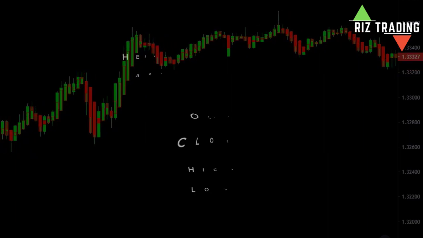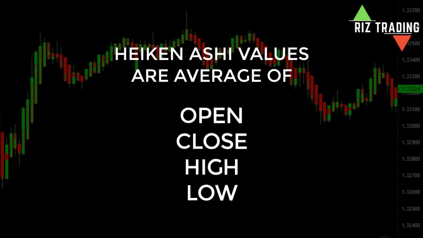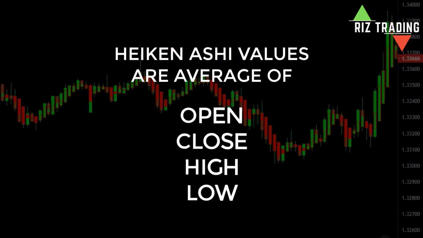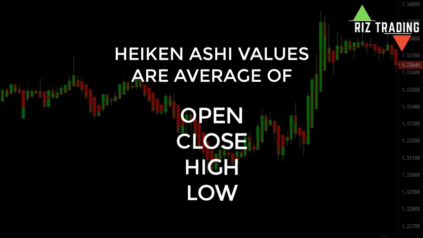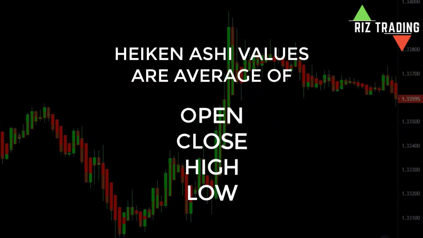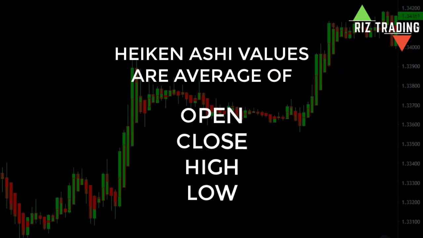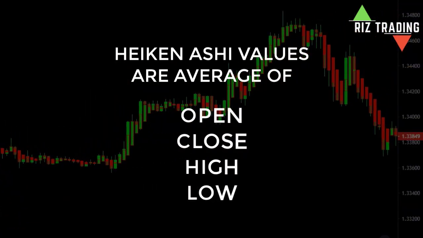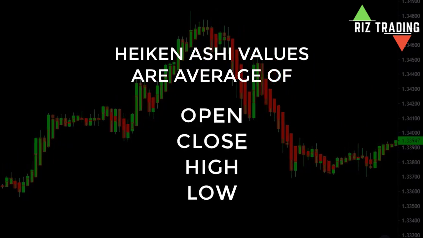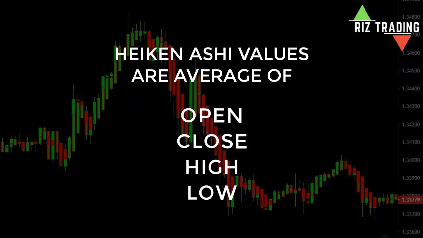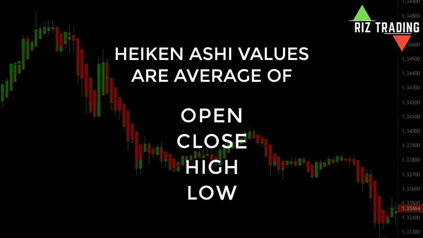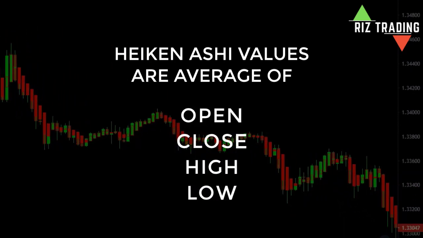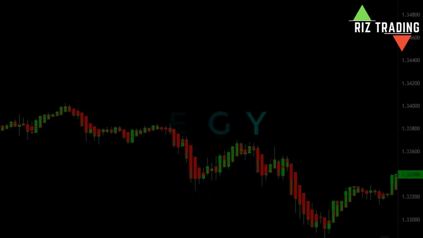time frame. If we use this technique on the hourly chart, then Heikin Ashi values will be the average of open, close, high and low of each hour. And if we use this technique on the daily chart, then the Heikin Ashi value will be based on the open, close, high and low of the day.